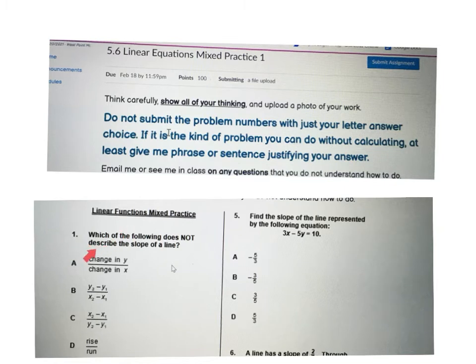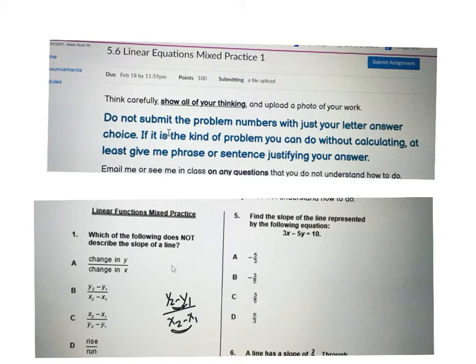So the first one says which one is not the description of a slope of a line, and we remember that the slope of a line is rise over run, and we learn it by the equation that we practiced in the linear equation review, which was y2 minus y1 over x2 minus x1. So we're doing the difference in the y's divided by the difference in the x's. So which one of these does not represent that?